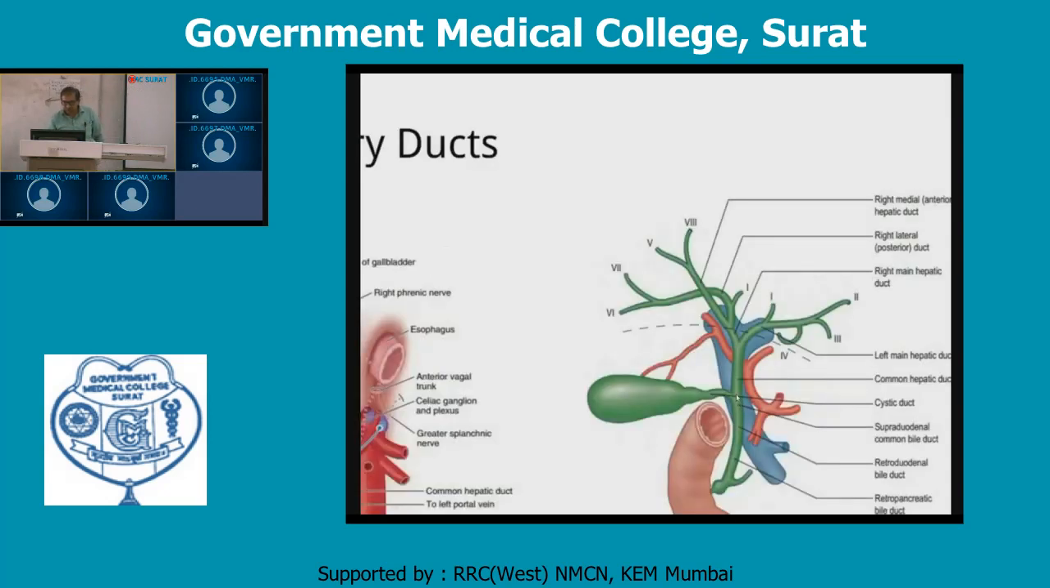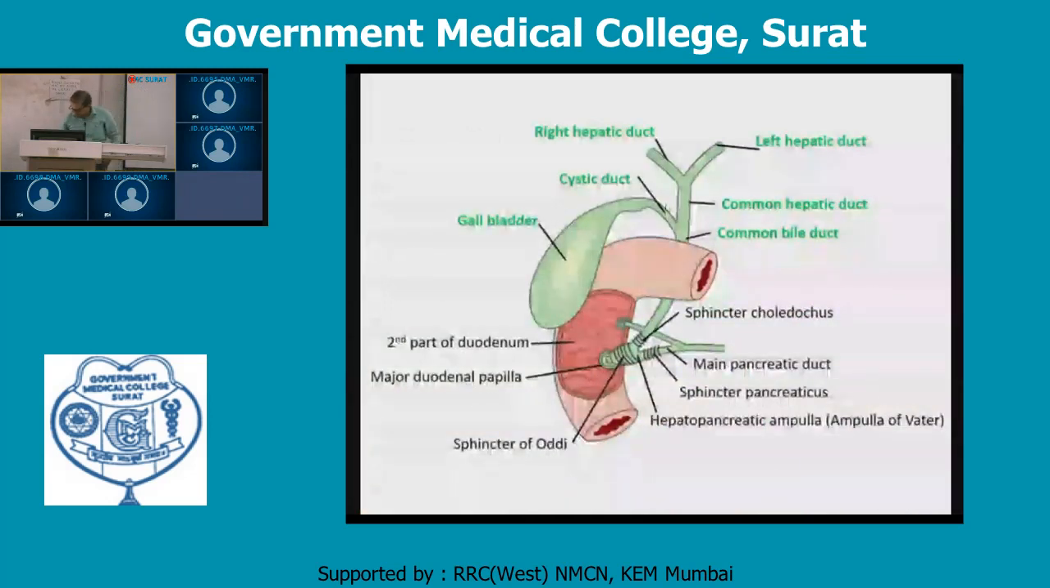Now this one is the common bile duct. The common bile duct is formed by the union of the common hepatic duct and the cystic duct. The common hepatic and cystic duct get united at an acute angle to form the common bile duct. Once again, one can see this is the cystic duct, this one is the common hepatic duct. Both are united and forming the common bile duct.